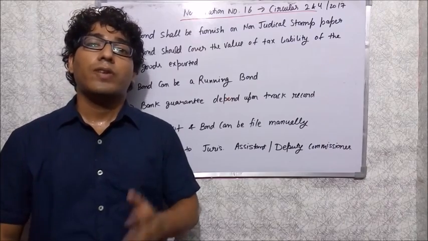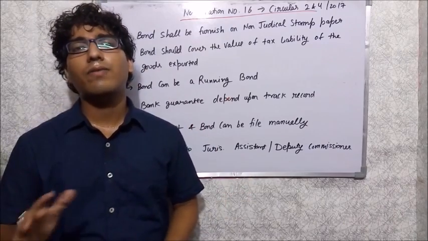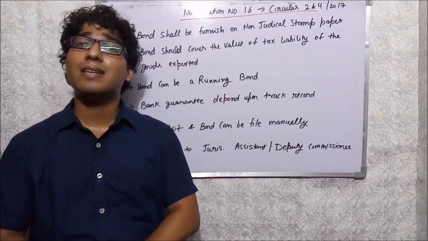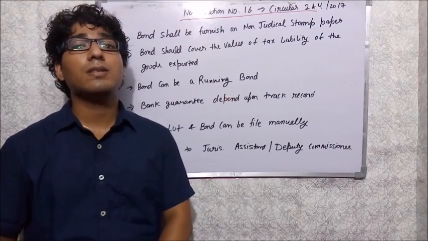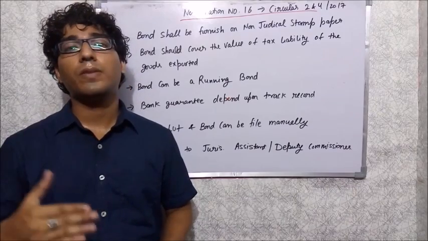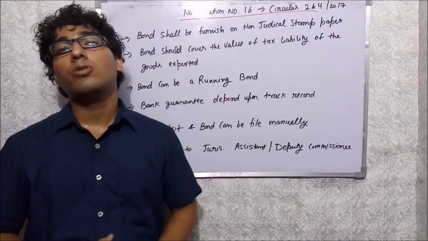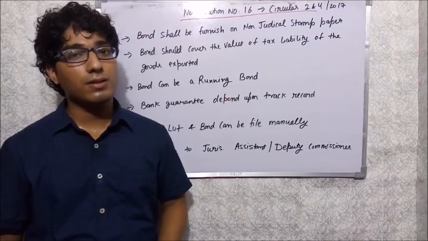So instead of only reading rule number 96A, you should also read the circular in which the jurisdictional commissioner has delegated the power to accept the bond or letter of undertaking to the jurisdictional deputy or jurisdictional assistant commissioners.